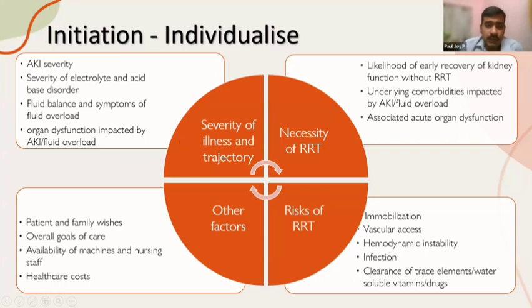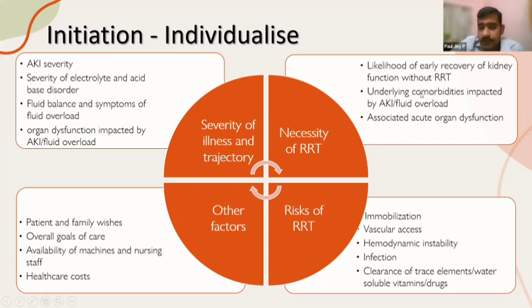So, summarizing, the initiation of dialysis in a patient with AKI has to be individualized. We need to look at the severity of the illness and the trajectory of the disease, the necessity of RRT, the risk of RRT, and certain other factors. So, we have to look at the severity of AKI, the severity of electrolyte and acid-base disorder, and look at fluid balance, the need to give more fluids, the need to keep the patient in negative balance, and when the fluid overload starts to impact other organs, like the lungs, as pulmonary edema or worsening pneumonia, heart failure, etc.